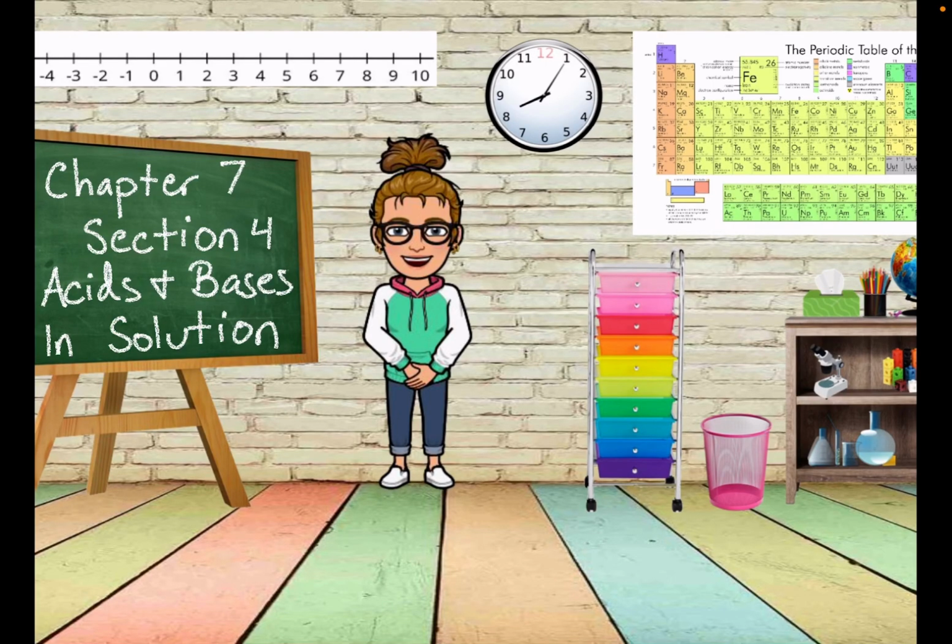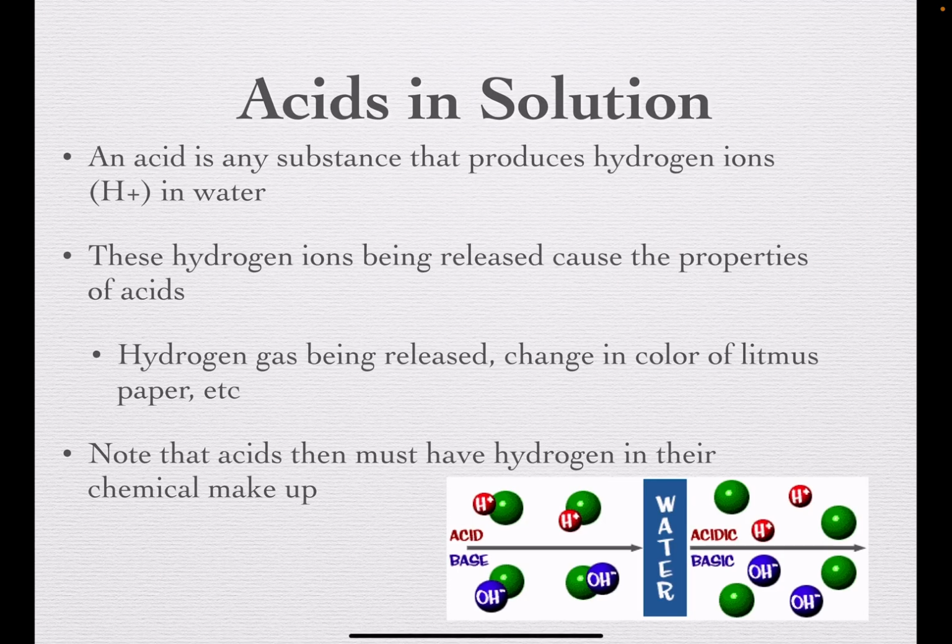In this video, we'll look at Chapter 7, Section 4, when we talk about acids and bases in solution. So taking some of those acid and base properties that we already talked about, and then talking about what happens when they're in solutions. When they're in solutions, acids have a tendency to produce hydrogen ions. So that means that they're going to make the hydrogen break off from the acid. And that is a key indicator that it is an acid, when there's hydrogen that's breaking off.